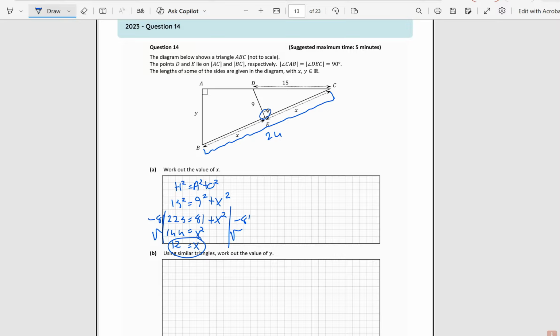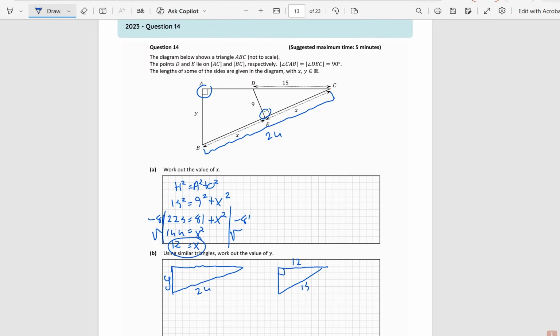So if we just match this right angle with this right angle, I'm going to start drawing. So I'll draw the big one. Okay, we fill in what we know. Well, there's y. There's 24. That's all I know about the big one. And the small one, I'm going to just flip it so that the right angle is over here. Okay, and I know then this is 15. And this is x, which is 12. Okay. And I also see that this is 9.